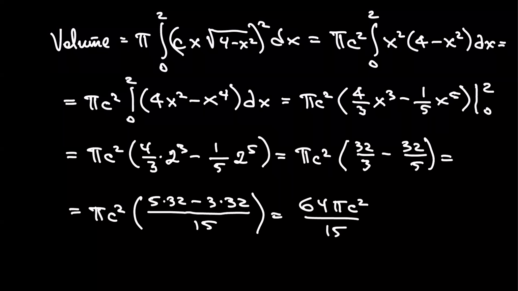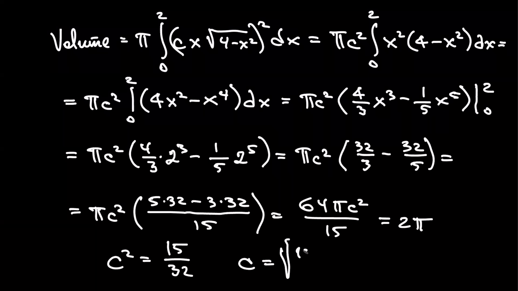And it's given to us that this volume is equal to 2 pi. So pi cancels out, and we get that c squared is equal to 15 over 32. And c is a positive constant that was given to us. So c is equal to the square root of 15 over 32. And that's our final answer here.